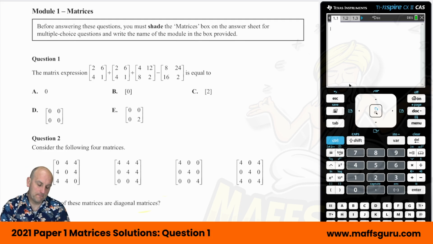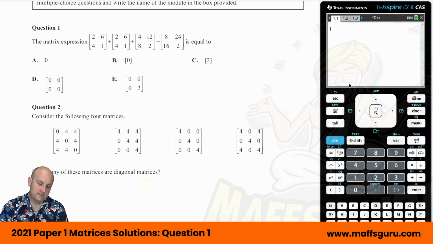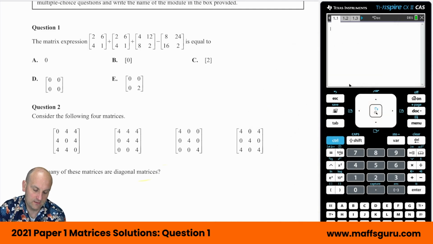Let's start with our first module, matrices. The matrix expression is equal to, all right, so question number 1. So we're going to add them together. Now, when we add matrices together, the order all has to be the same. It is. So 2 plus 2 plus 4 gives me 8. Take away 8 is going to give me 0 in a corner.